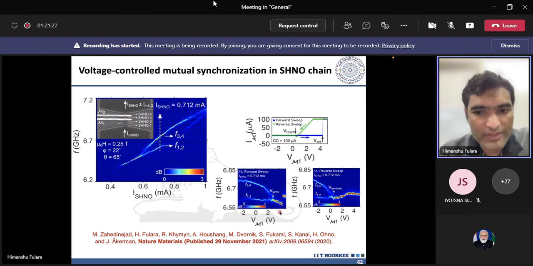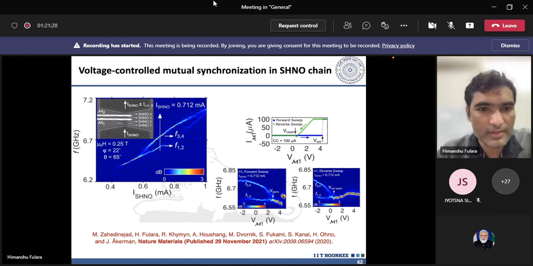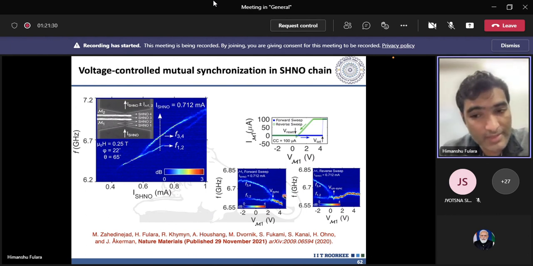But then when we try to increase the gate voltage further, it reaches into a memristive state. But remember, it still remains synchronized, but it enters into a different regime, which is called the memristive regime. And when we try to reverse back, this regime remains intact, even up to this point. And then it separates out into two branches, which was the original situation.